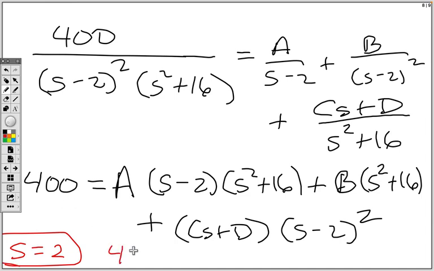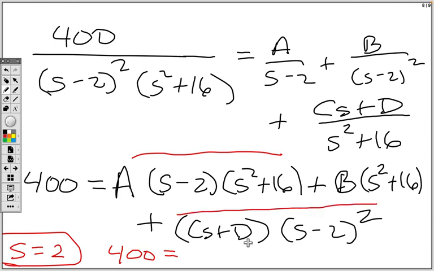S equals 2, you get 400 on the left-hand side. Everything that's got an s minus 2 in it is going to cancel out. So that would zero out. This would zero out. So I'd just be left with B times 2 squared plus 16. What would I get for B then?